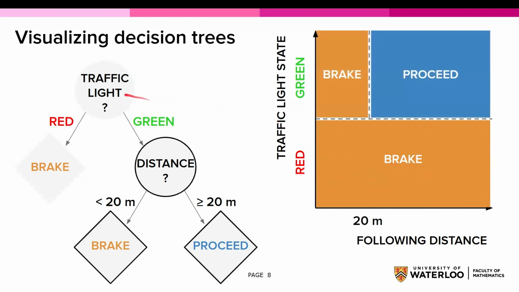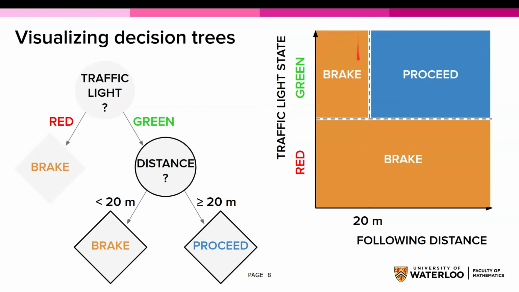And then if the light is green, the tree moves to another node that looks at the distance. So now if the distance is less than 20 meters, it's not safe to proceed because the car ahead is pretty close to it. So the decision is to brake. If, on the other hand, the distance is 20 meters or more, the car can safely move forward. So the decision is to proceed.